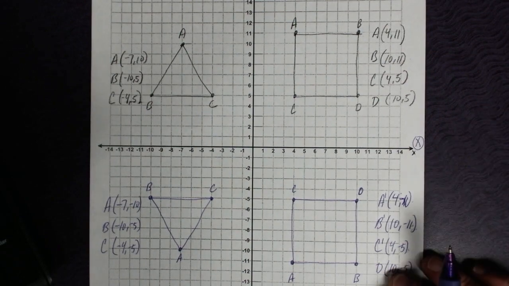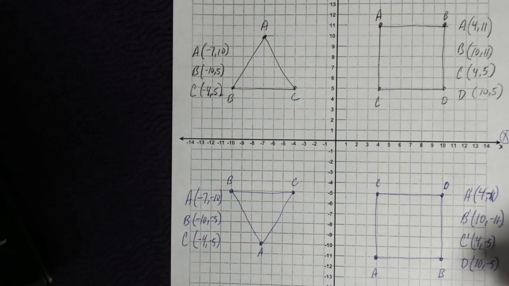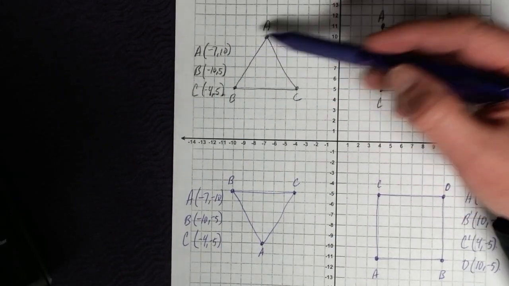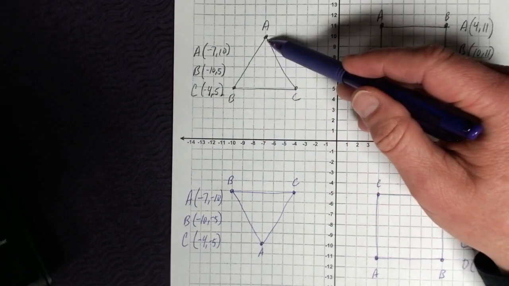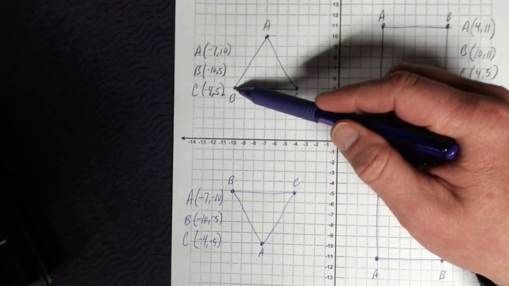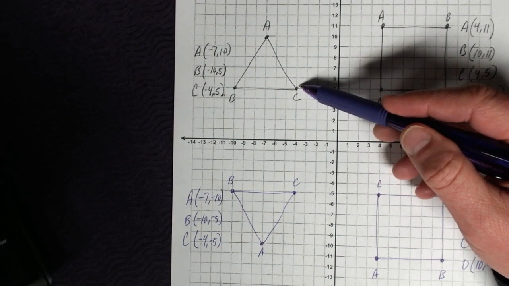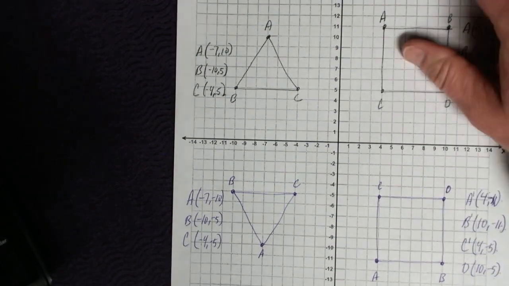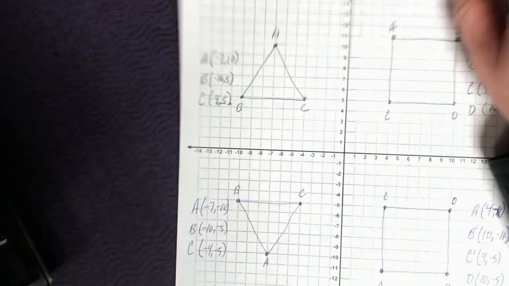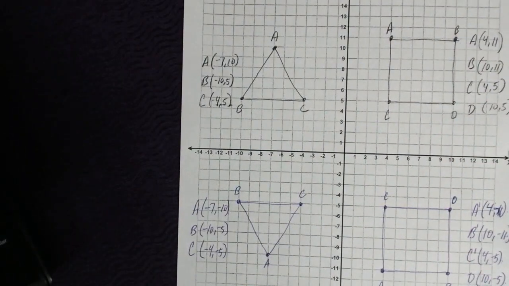Okay? Let's look at the triangle on the other side, and we'll scoot it over a little bit. Now I've got triangle A, B, and C in this quadrant. A is negative 7, up 10. B is negative 10, up 5. And C is negative 4, up 5. Again, we're going to reflect it over the x-axis, so we fold our paper and see what happened when we reflected it.